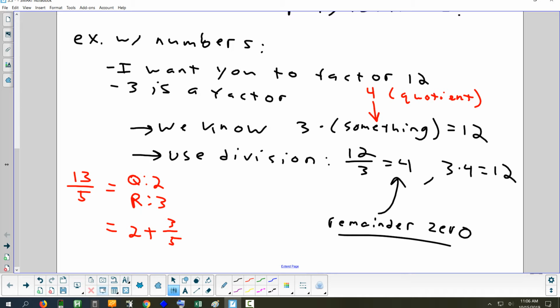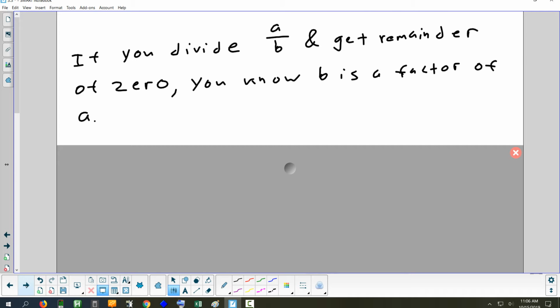So when we don't have a remainder of 0, I'm going to show you two different ways to write it. We're going to do that with polynomials. But when you do get a remainder of 0, it means you found a factor. So that's important. Keep that in mind. That's what I just told you. If you divide two numbers and get a remainder of 0, then you know what you divided by is a factor.